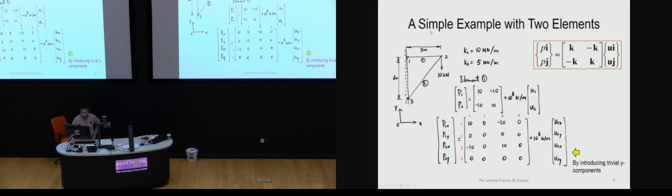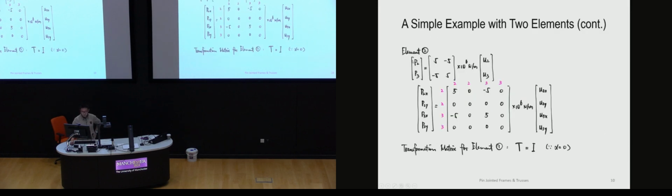And then we have P2 and P3, which equal this one, using the new coefficient as the stiffness coefficient, and U2 and U3. And then we extend it into the local coordinate system by introducing the y component. Again, it's a trivial y component, making them 0 0. Okay? So you have this.